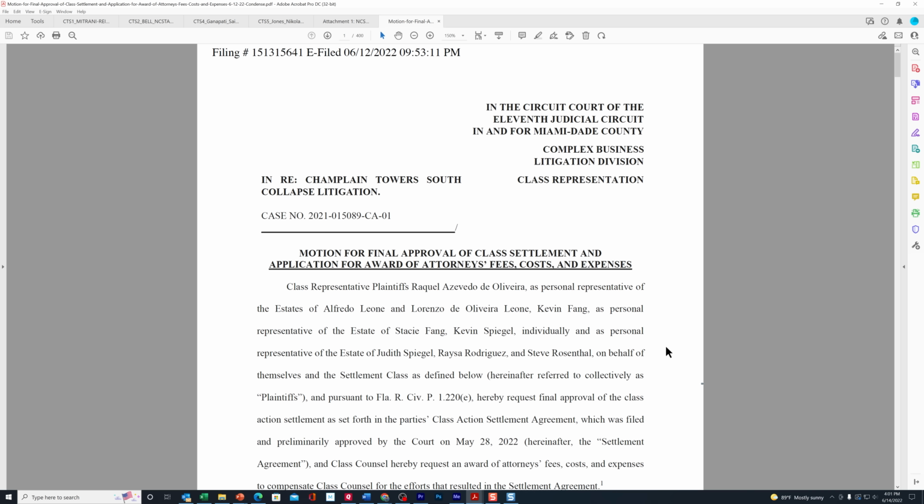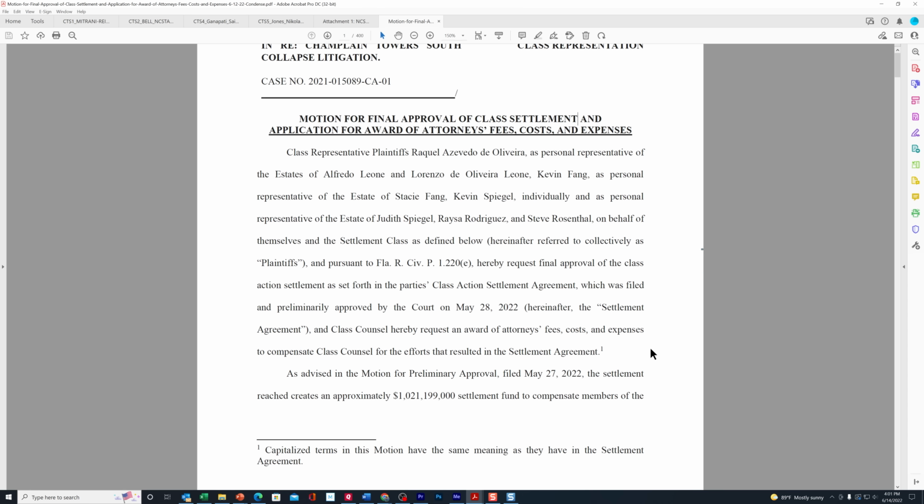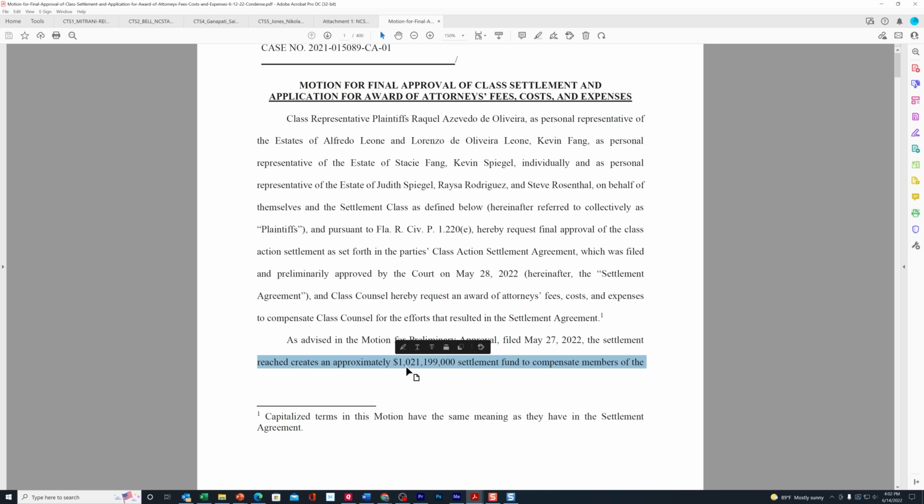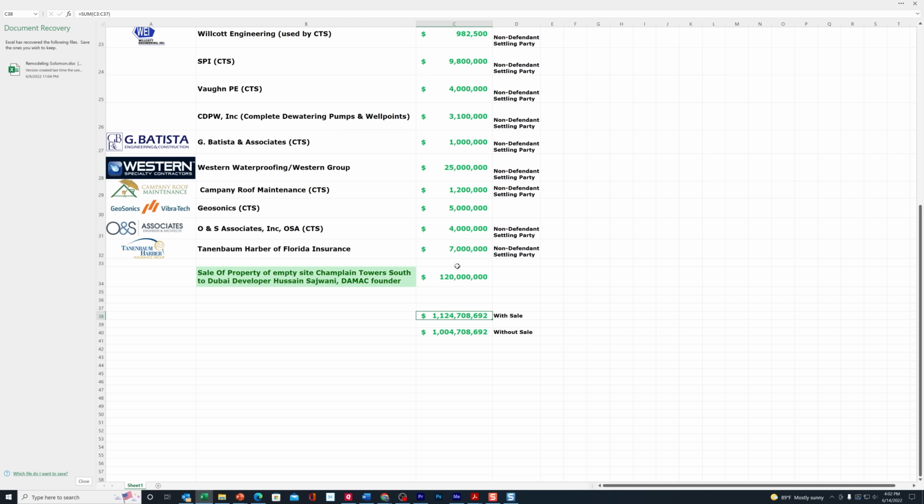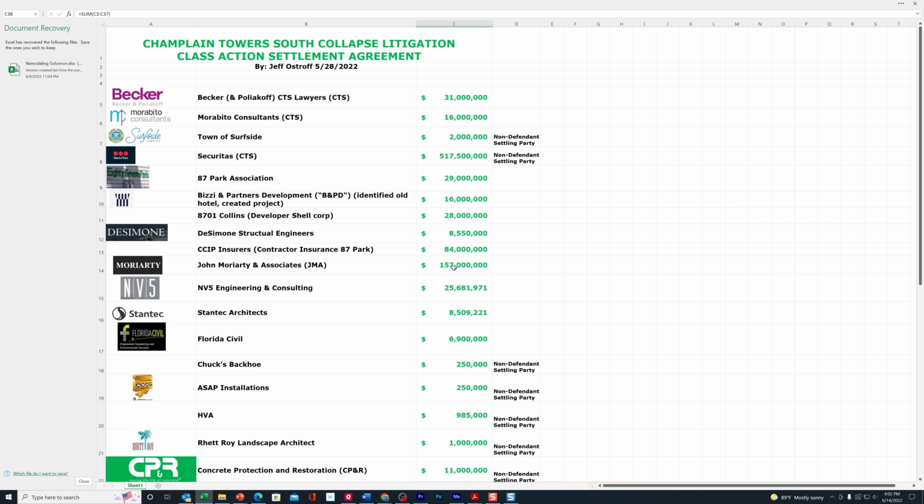Now, my spreadsheet differs a little bit from what they're showing as the final. Here they are saying it was approximately a $1.021 billion settlement. But when you look at my spreadsheet, I end up with about $1.004 billion. It's pretty close, within 10, 20 million. My spreadsheet also includes the sale of the property at $120 million as the total amount raised. So with the sale, I'm at $1.124 billion as the amount of money that's part of the settlement. This was the spreadsheet, you remember, that I created.